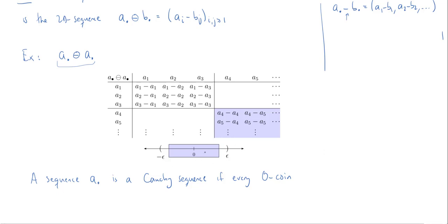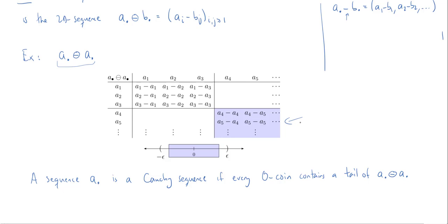You give me some epsilon, I go out, pick a tail so that all of the terms in the tail lie within that 0 coin of radius epsilon. So a sequence is Cauchy if every 0 coin contains a tail, not of A, but of this 2D difference of A with itself. Okay, just meaning, go to this picture, look at the right-hand corner.